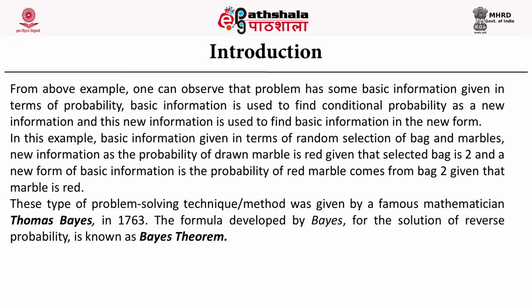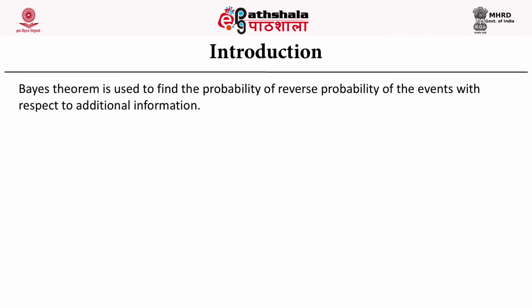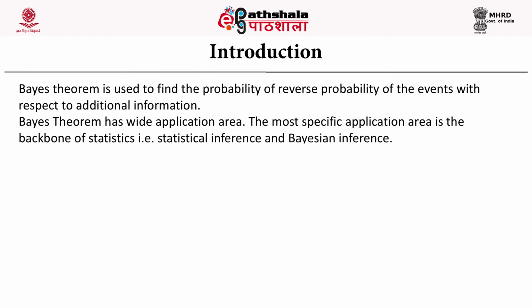These types of problem solving techniques or methods were given by a famous mathematician named Thomas Bayes. In 1763, the formula developed by Bayes for the solution of reverse probability is known as Bayes theorem. Bayes theorem is used to find the reverse probability of the event with respect to additional information. Bayes theorem has a wide application area. The most specific application area is the backbone of statistics, that is statistical inference and Bayesian inference.